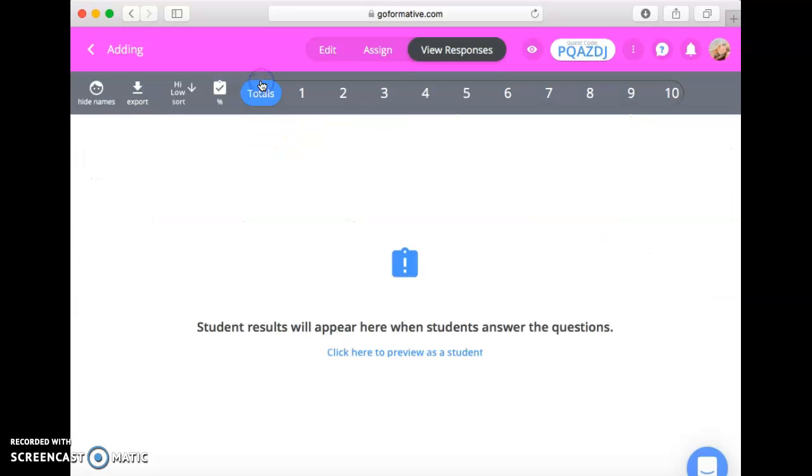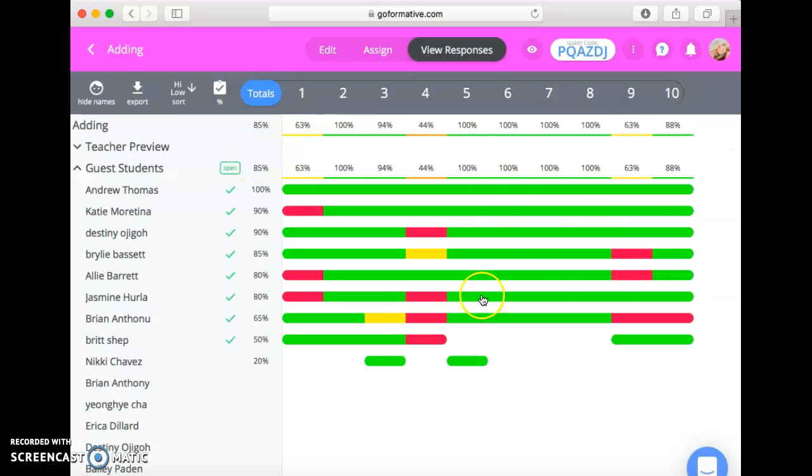And then also right here, this will show me everyone's total. So it looks like Andrew got 100%, Katie got a 90%, Destiny got 90, Briley got an 85, and it will also show you what questions they got wrong. So right here, Katie got number 1 wrong, Briley got partial credit on number 4, and so on.